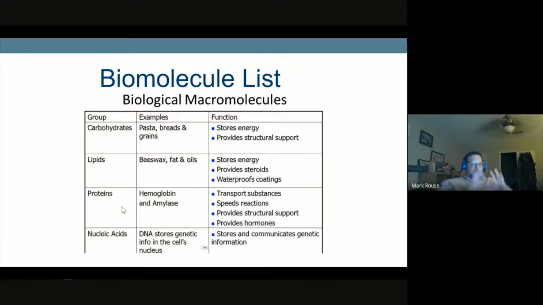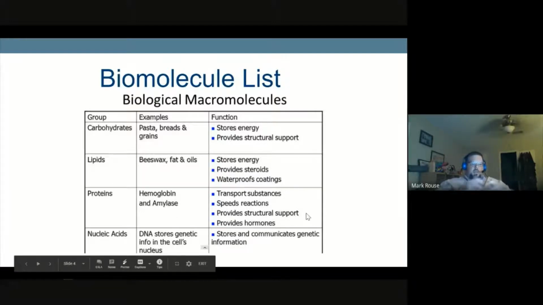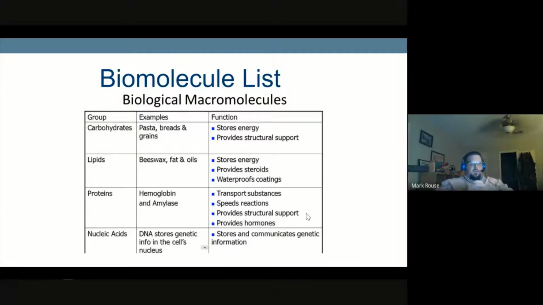And so then our third biomolecule are proteins. And so we have proteins like hemoglobin, which is found in your blood that carries oxygen throughout your blood. We have amylase, which breaks down sugar in your intestinal tract. And so proteins do lots of different things. So they do provide some energy, but they also are transporters within the body. They speed up reactions, which we'll talk about specifically, called enzymes. They provide structural support, and they also are part of the hormones within our body.